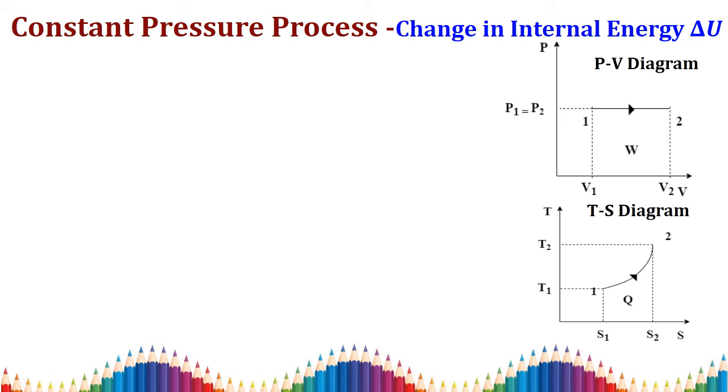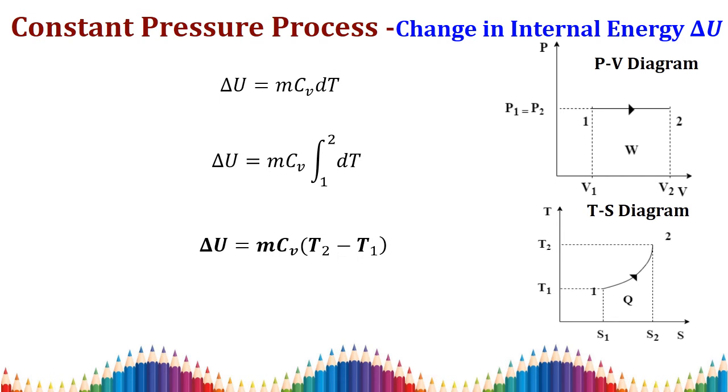Next one is change in internal energy. Change in internal energy, delta U, is equal to mCV into dT. Again, mass and specific heat capacity at constant volume are constant, so we can keep them outside. Then the integral of change in temperature is nothing but the temperature T. So the integral of dT is T with the upper limit 2 and the lower limit 1. Substituting those limits, you get delta U is equal to mCV into T2 minus T1. This is your change in internal energy for your isobaric process.